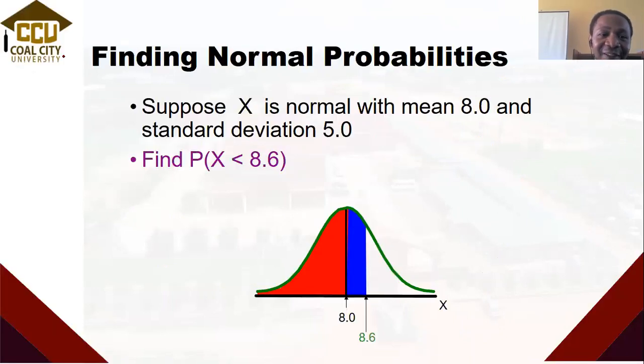Now, to find the normal probability, suppose that x is normal with mean 8.0 and standard deviation 5.0, and we want to find P(x less than 8.6). What you simply have to do is draw your normal curve. So you simply draw your normal distribution curve.